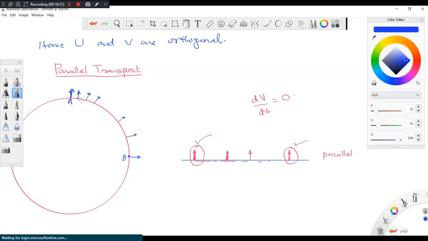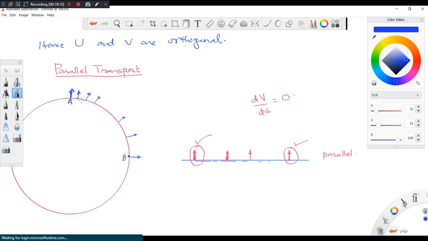So I feel that I am transporting parallelly. But when you reach it here at this position B, it has actually become perpendicular to it. Even though locally I feel that I am moving parallelly, in effect, if you look at the initial position and final position, they are perpendicular.